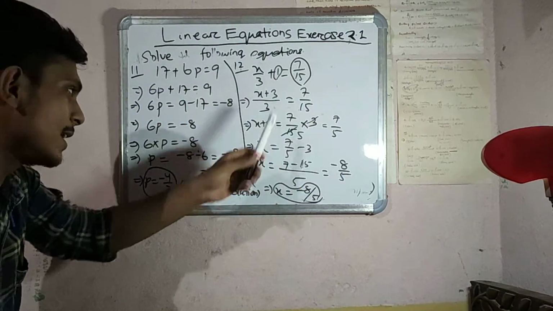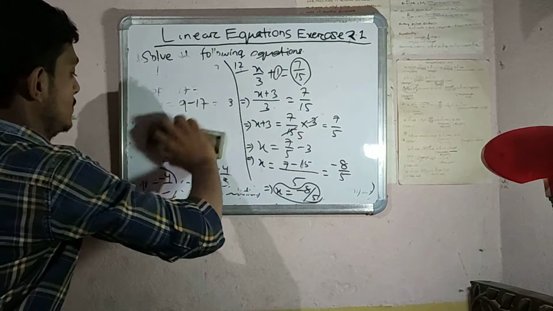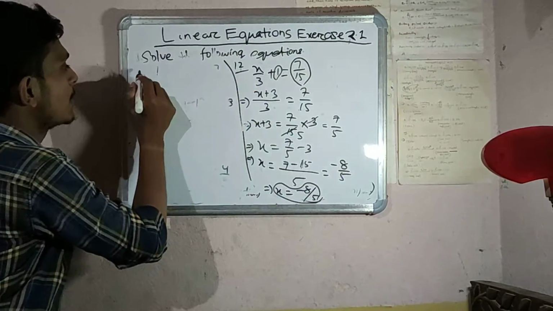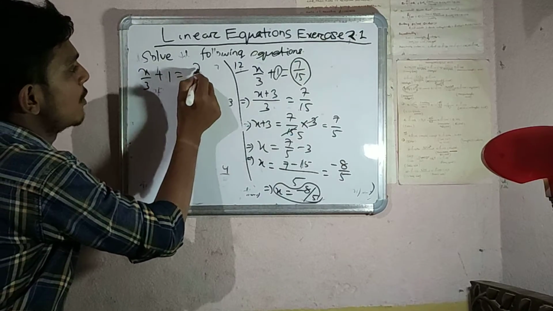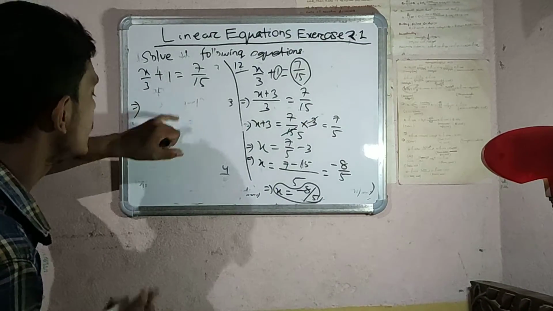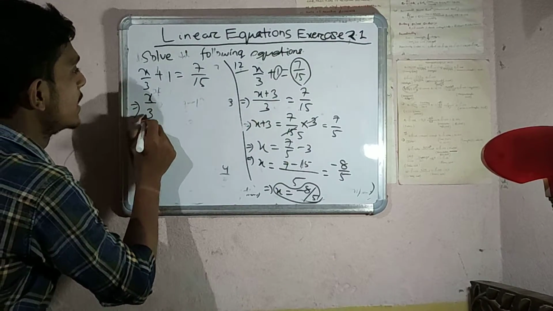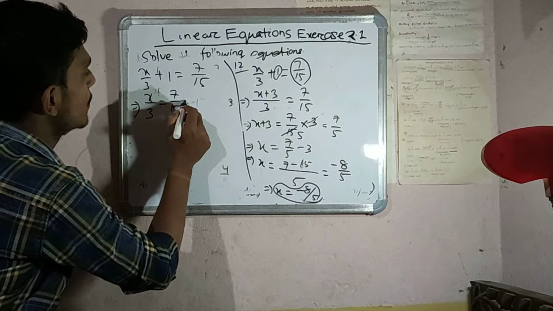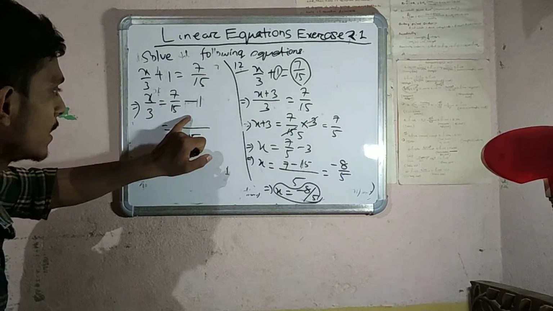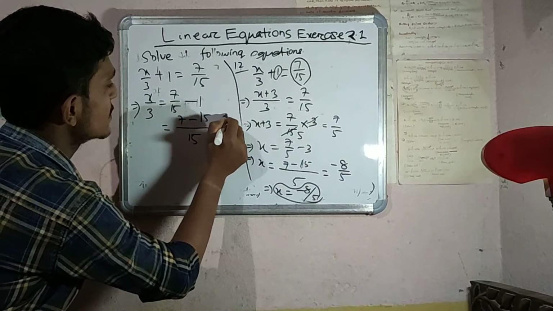This question can be solved in another way. See, this is one method, now another method. x upon 3 plus 1 is equal to 17 upon 15. Here 1 is a number, so when it is transposed into the right hand side, it is subtracted. So x upon 3 is equal to 17 upon 15 minus 1. The LCM is 15, so that is 17 minus 15.